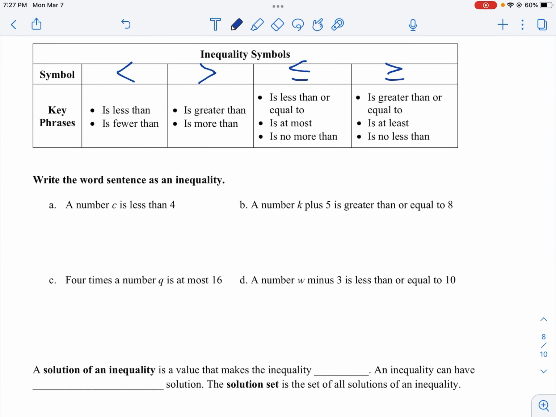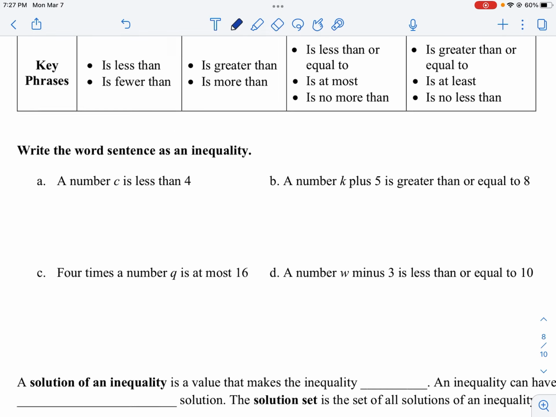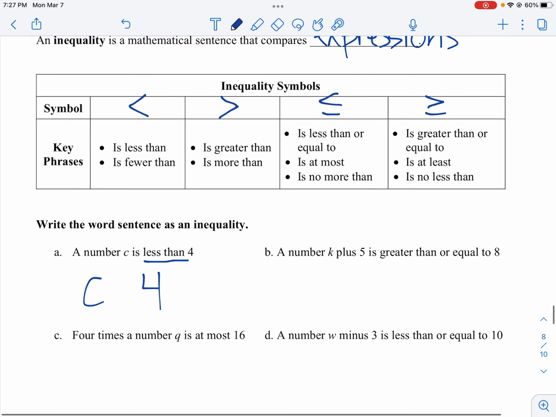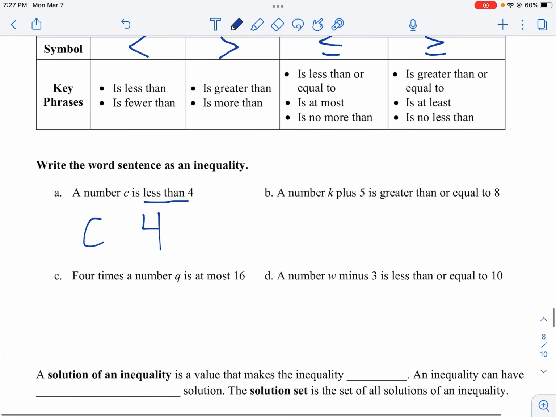Next, we're going to be writing a word sentence as an inequality. That's very similar to what we did in the first lesson. We're taking the sentence and changing it to an inequality. In this first one, we have a number C is less than 4. Our key word is less than. So we start with C, and we have 4. Then we have to figure out our symbol. It says C is less than 4, so I go back up to my symbols, find the less than symbol, which is the first one, and use that. So it's C is less than 4. And that's all you're doing.